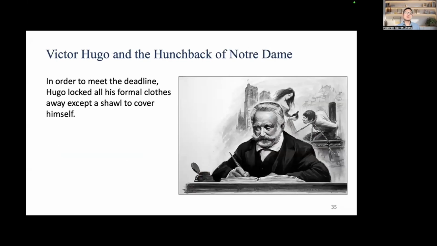Here is one example from Victor Hugo. Famous authors also experience self-control problems. Well, Hugo is not an exception. In order to meet the deadline of finishing the novel, he locked all his formal clothes away except a shawl to cover himself. That means he could do nothing else but write and finish the writing.